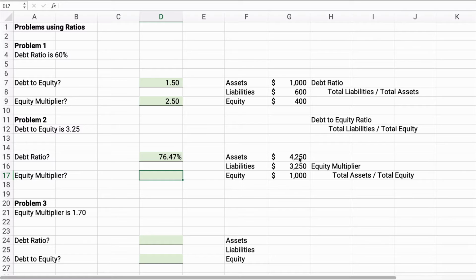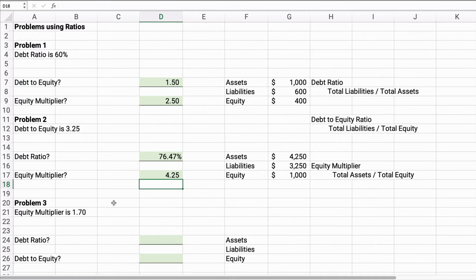All right, equity multiplier is going to be the total assets divided by the equity. So instead of 3.25, it's going to be 4.25. Now, if you remember, debt to equity plus 1 equals equity multiplier. Well, let's do the third one.